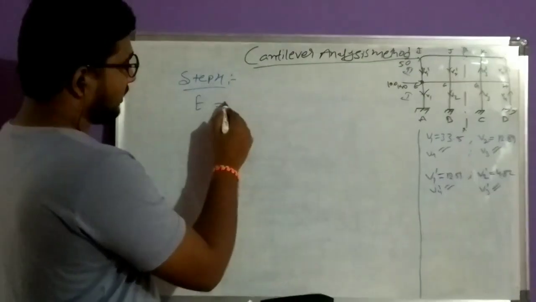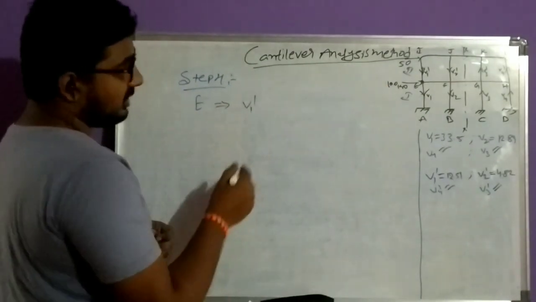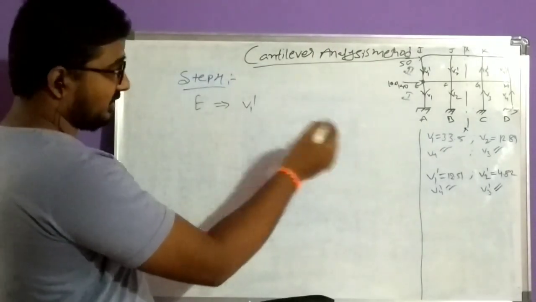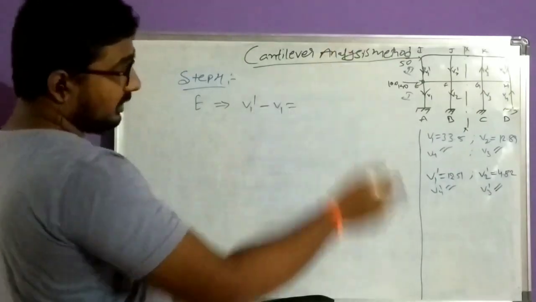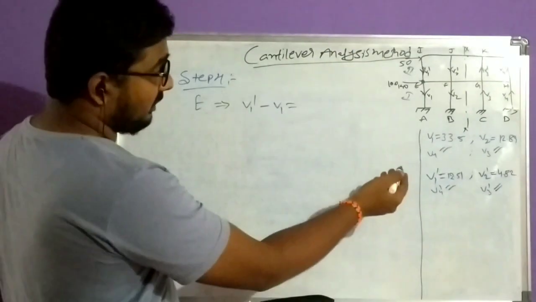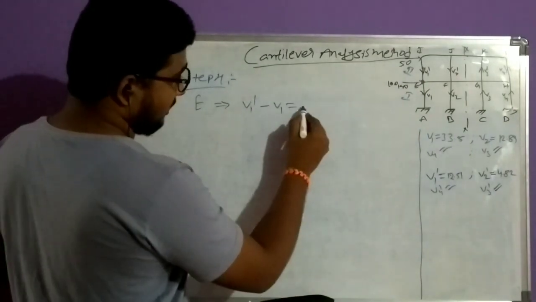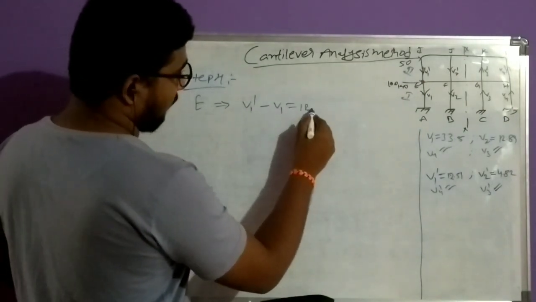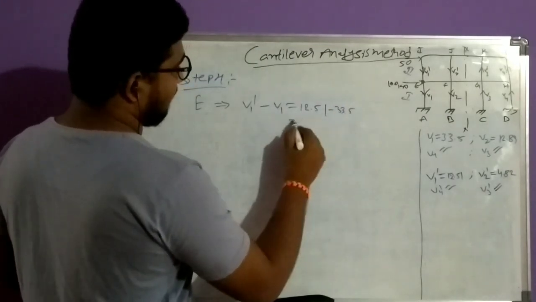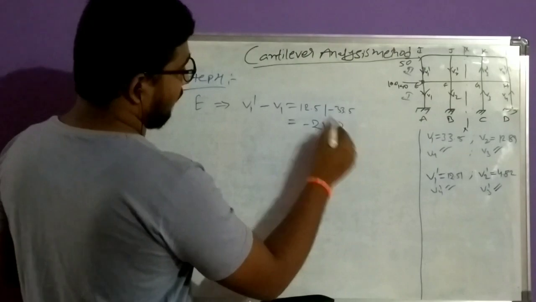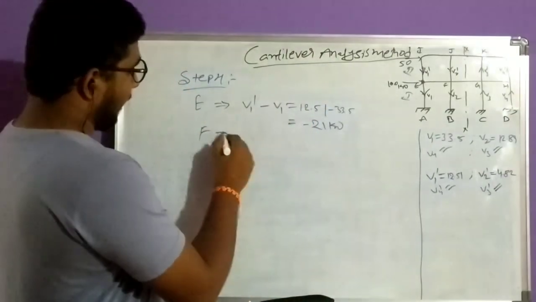Here we can observe that at the junction E, V1 dash is positive. Why? Because it is coming towards the junction E, and minus V1. Why? Because V1 is going away from the point E. So we know the V1 and V1 dash values here. We can find that it is 12.51 minus 33.5, which is nothing but minus 21 kilonewtons, the shear here.